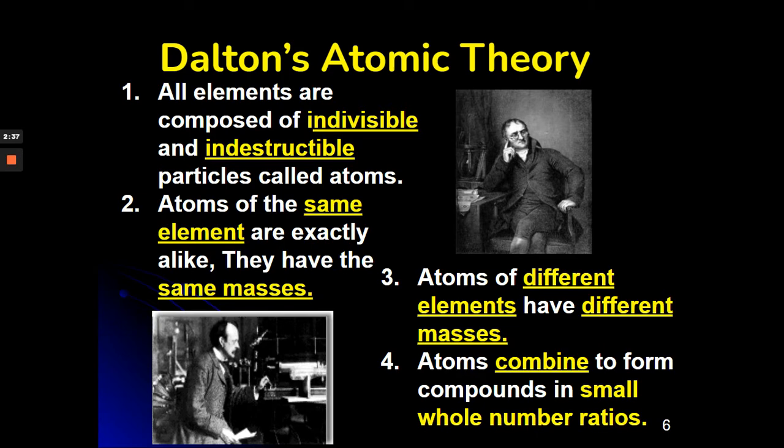Atoms of the same element are exactly alike, and they have the same masses. Different atoms of different elements have different masses. And then atoms combine to form compounds in small whole number ratios. Most of what Dalton thought about was actually true. However, there are some major issues that we now know of.